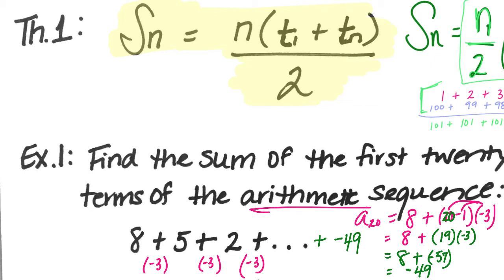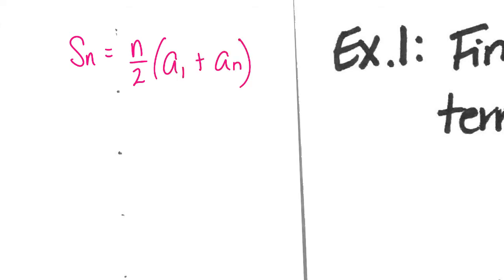So I'm finding, remember they said that there are 20 terms. So now I'm going to go ahead and use that over here. So I know there are 20 terms. So I'm going to use that formula, S sub n is equal to n over 2 times the first plus the last. There were 20 terms. The first term was 8. The last term was a negative 49.